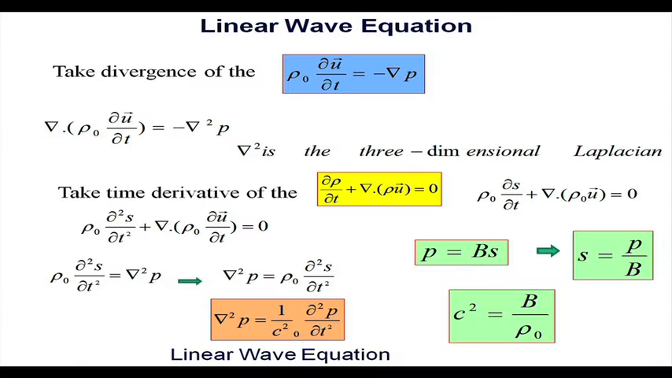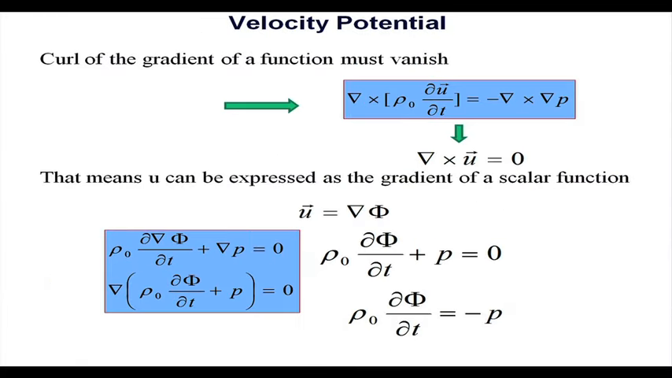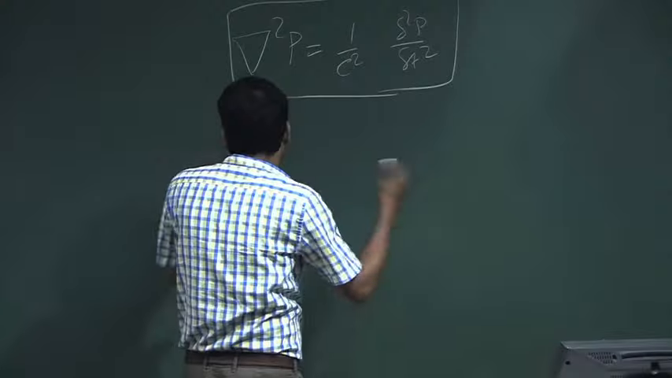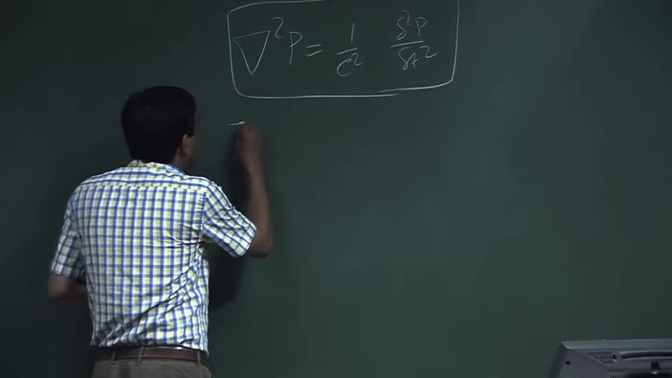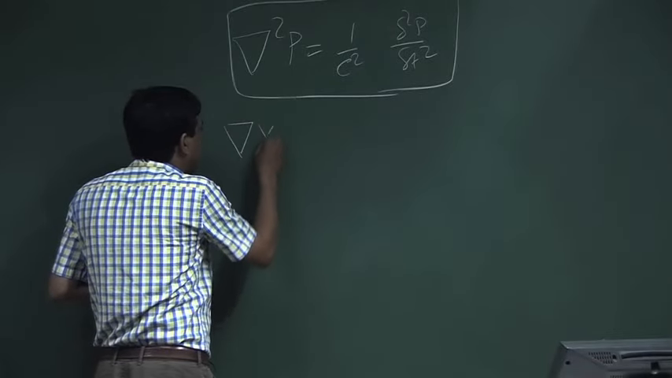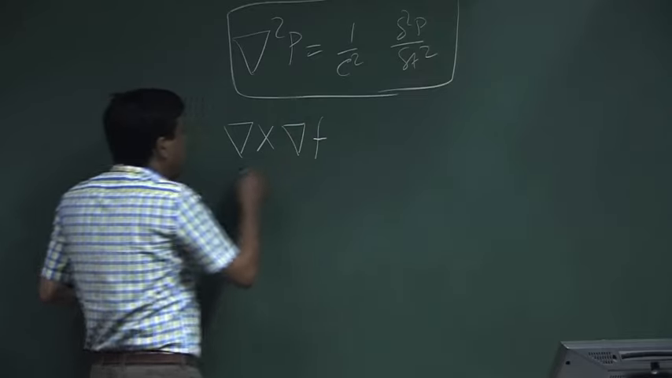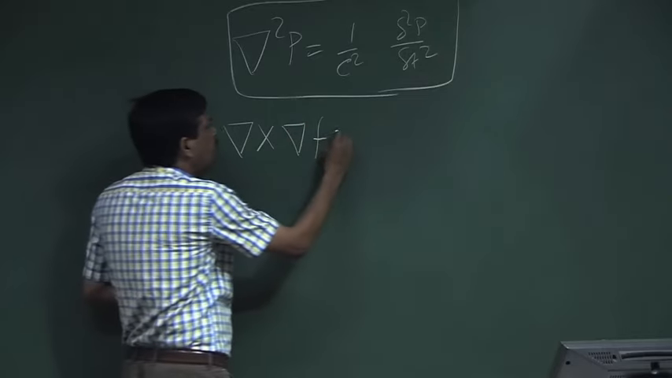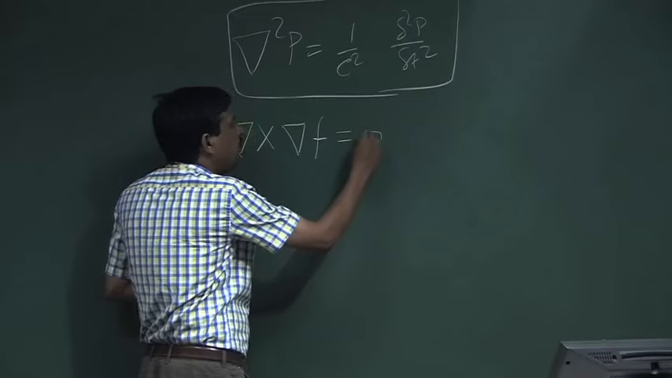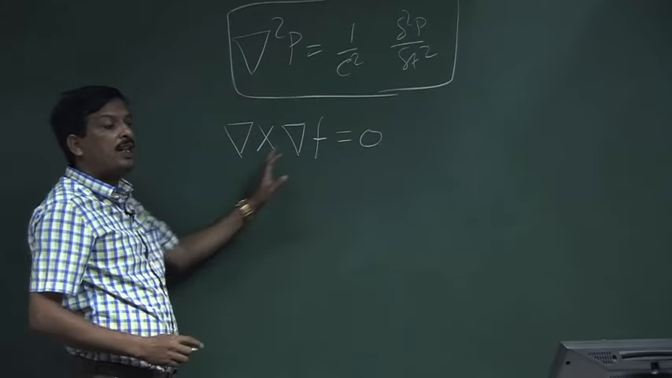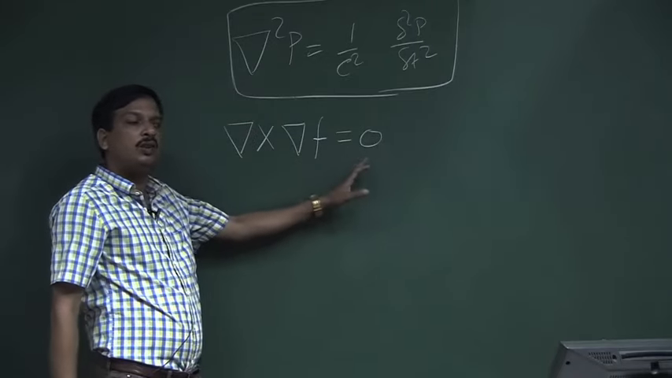Now, an interesting property we should know is what we call the velocity potential. What is velocity potential? If you take the gradient of any function and then take the curl, it is equal to 0. That is the mathematical proof that the curl of a gradient function is equal to 0.